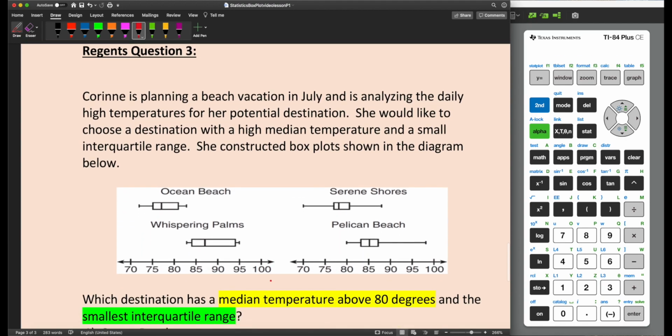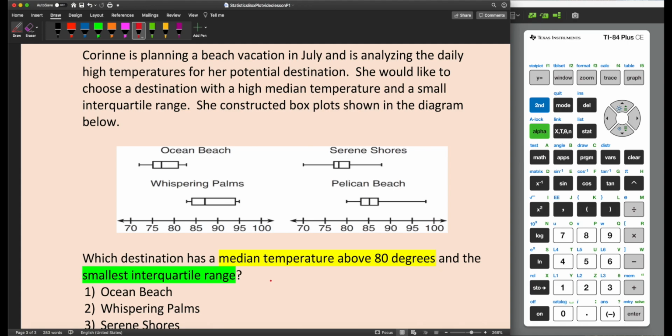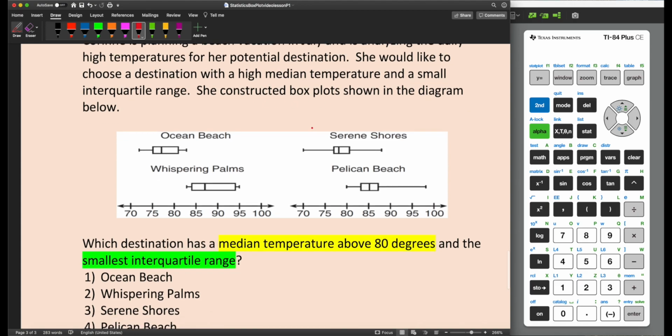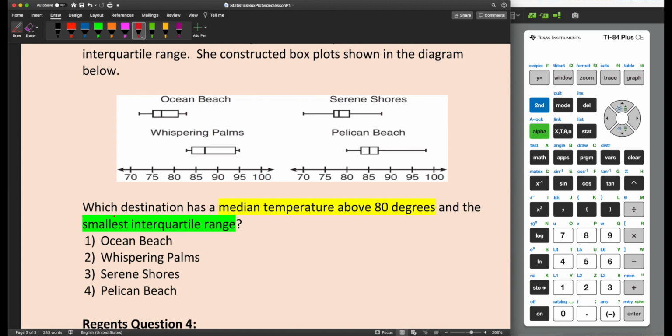Now notice in this third Regents question, guys, it's not just one box plot. Notice now you have 4, and they're going to make you compare all 4 of them. But if you know what each part's called, you won't have a problem. It says Corrine is planning a beach vacation in July and is analyzing the daily high temperatures for her potential destination. She would like to choose a destination with a high median temperature and a small interquartile range. She constructed box plots shown in the diagram below. Okay, it says which destination has a median high temperature above 80, so we need to find the median in all of these diagrams, and the smallest interquartile range.